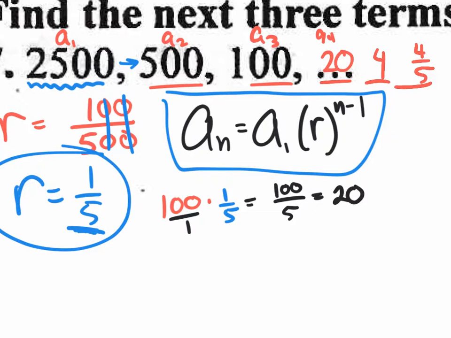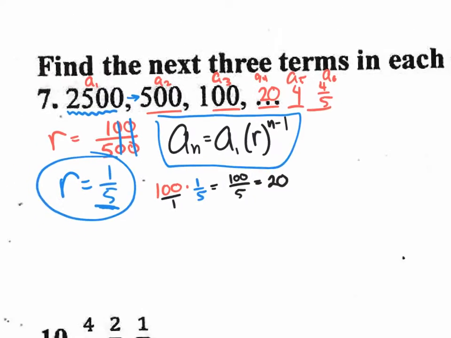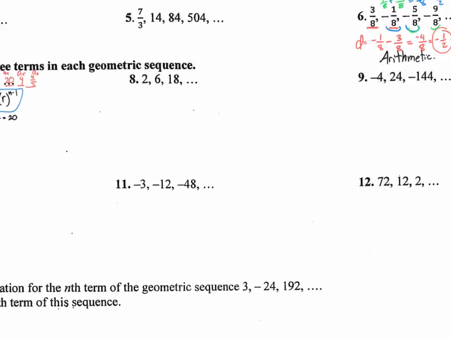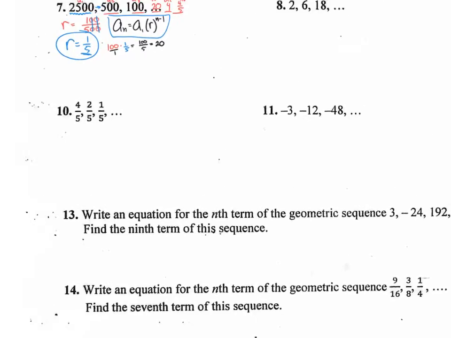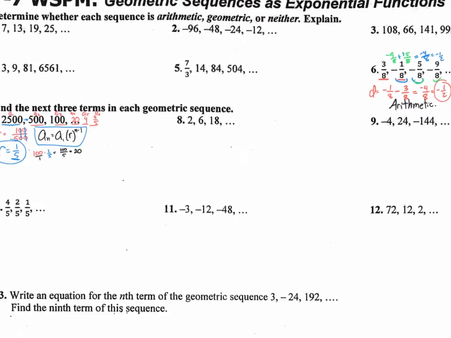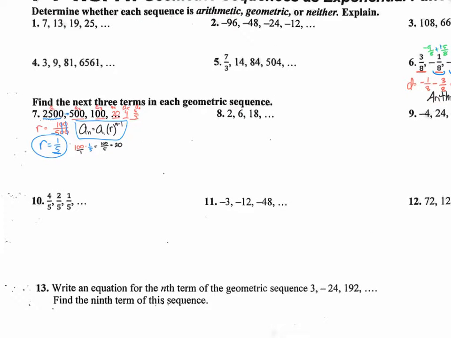If you want to use the appropriate notation, a sub 4 is 20, a sub 5 is 4, a sub 6 is 4/5. Which other one would you guys like to see? 16? Oh, jumping to the word problems already? Any other ones right here? 8, 10, 11, 9, 12? 9?